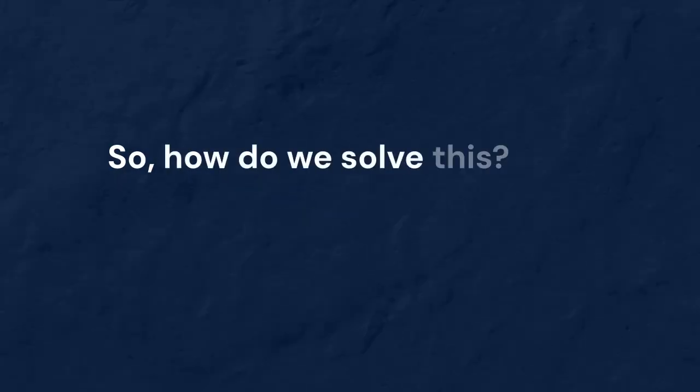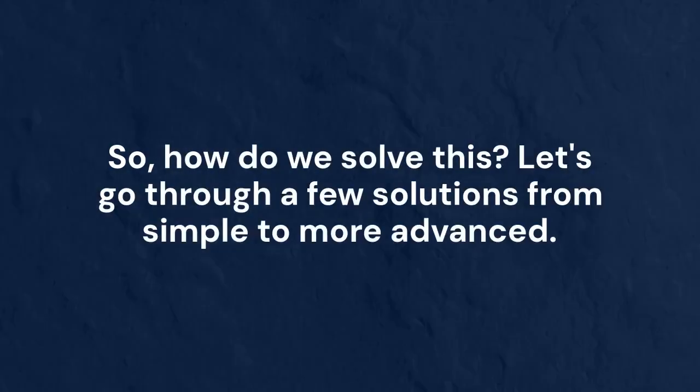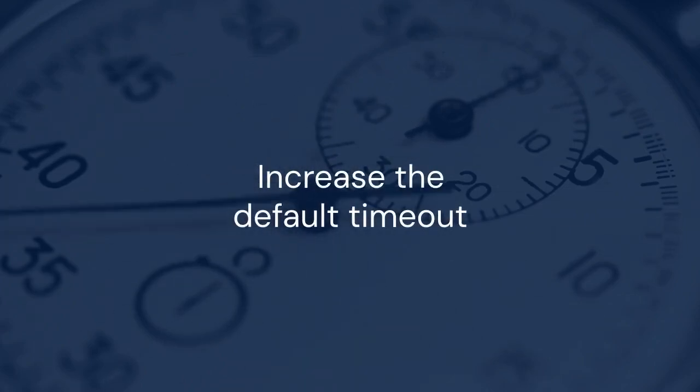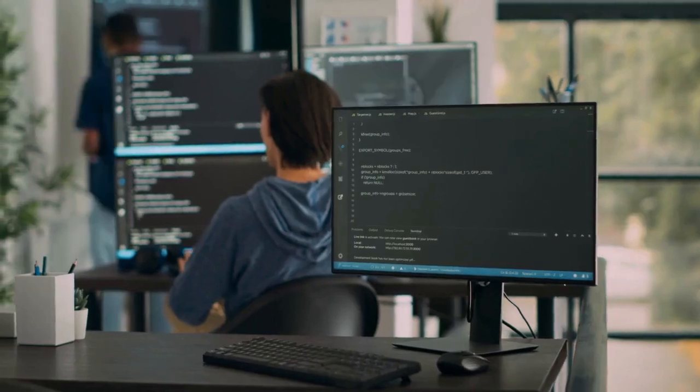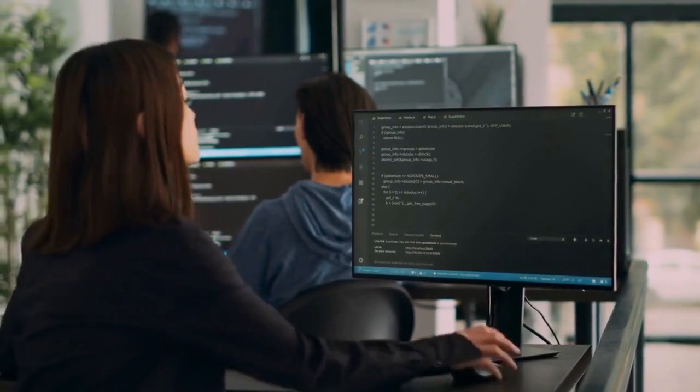So, how do we solve this? Let's go through a few solutions, from simple to more advanced. The first and easiest fix is to increase the default timeout. By default, SQLite gives up almost immediately if the database is locked. We can tell it to wait a few seconds before throwing an error, giving the other process time to finish.